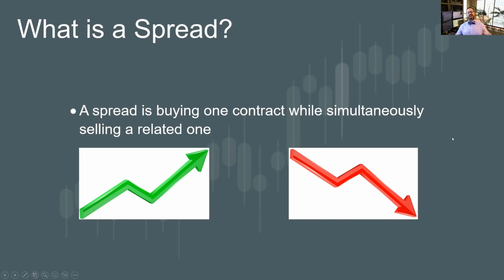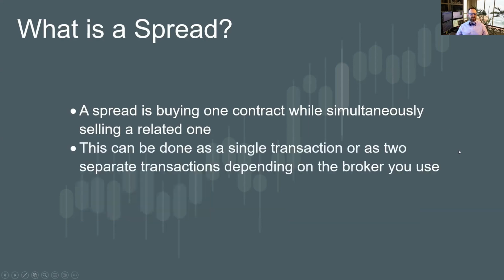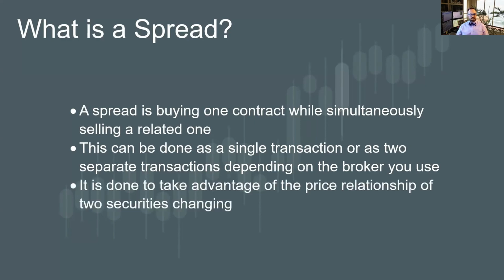We're going to buy one and sell one at the same time. And the reason why we're doing this, well, first of all, we could do it as one transaction, or you can do what's called legging in. Legging in is not the best way to trade spreads. The best way typically is all in with a single transaction, a single order. And that's what TradeStation Futures Plus allows you to do. I'll show you more of that in a bit. So the reason why we're doing this is simply to take advantage of the relationship between two related securities changing.